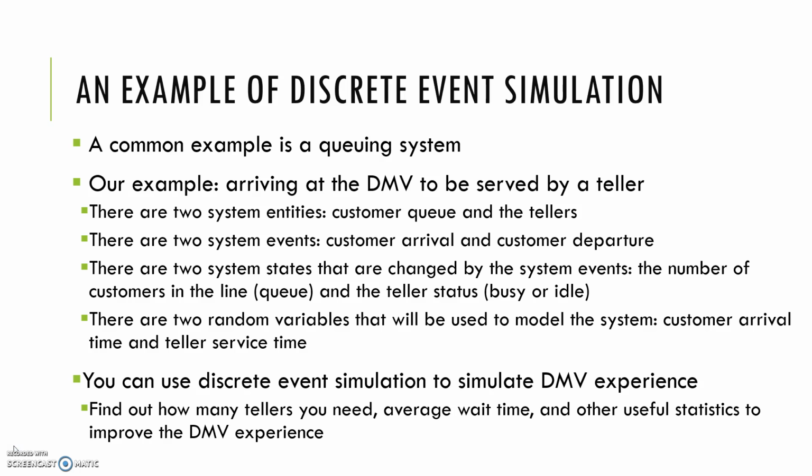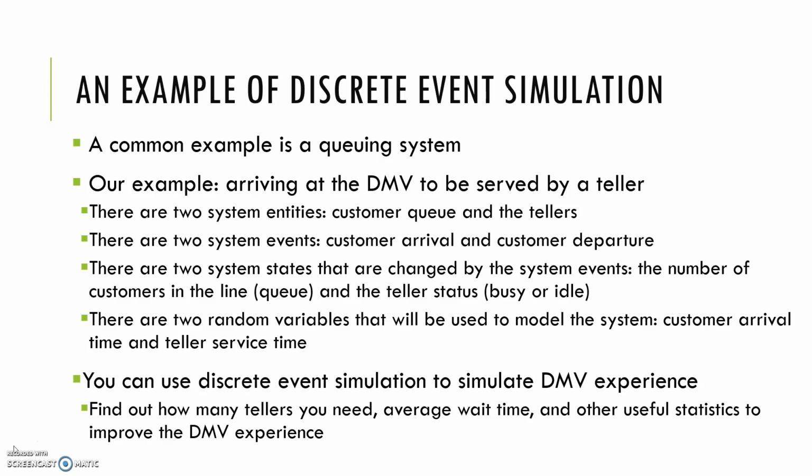Our example for the discrete event simulation is a queuing system. Earlier I said that queuing problems are a common problem that discrete event simulations are used to solve. So our example is people arriving at a DMV to be serviced by the teller. In this example, there are two system entities, which are the customer queue and the tellers. With that, there are also two system events: customer arrival and customer departure.